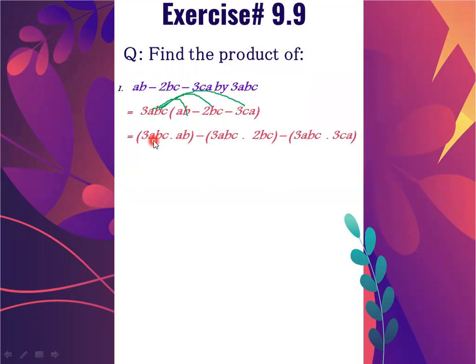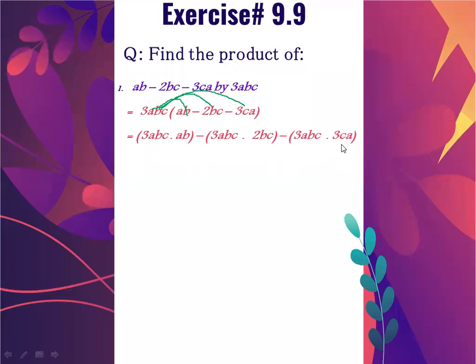You will write 3abc multiplied with ab, bracket close, then this minus sign, then bracket open. Now you are going to multiply this 3abc with 2bc. That is your second term of the compound algebraic expression, bracket close, then this minus sign, and then again you are going to multiply this 3abc with 3ca, and you are going to write each term inside the bracket separately. Now as you know, we are going to multiply coefficients with the coefficients and variables with the variables.